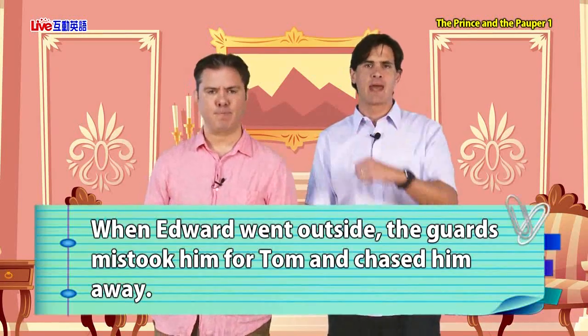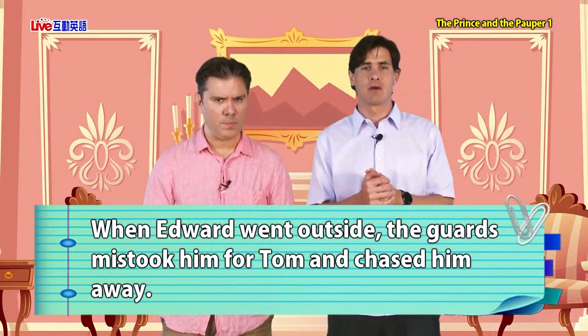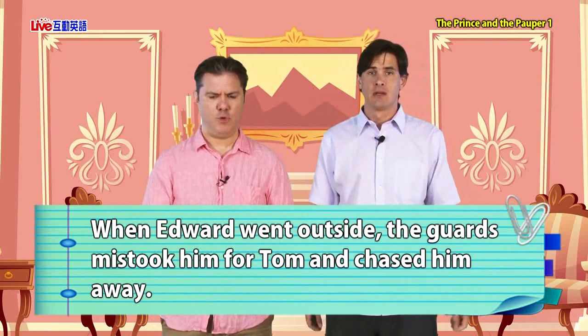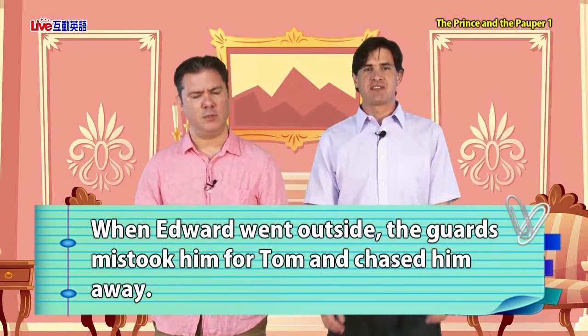You know when the power in your house goes off for half an hour after a big storm or something? It only goes off for a few minutes or an hour or two, then it comes back. Anyways, when Edward went outside, the guards mistook him for Tom. Oh, you poor lad, get away from here. And chased him away, without knowing that he's actually the prince. He's out there in the streets of London having his freedom.